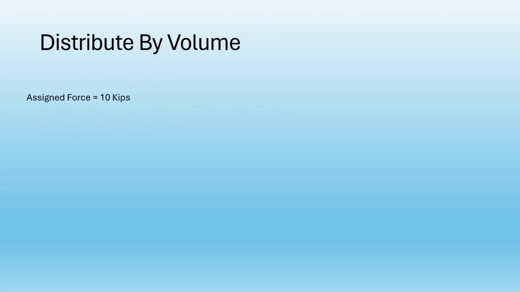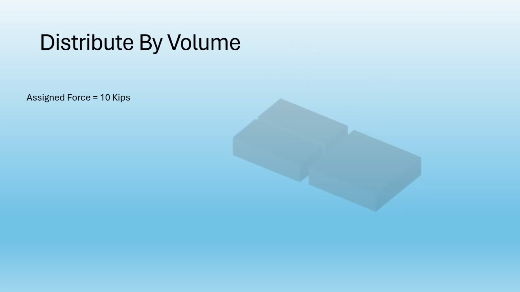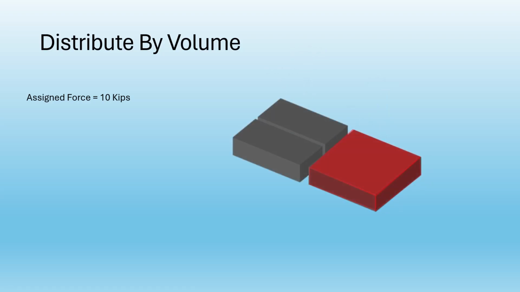Distribute by volume divides the assigned load among all elements in proportion to their size. Larger elements get a larger portion of the load, and smaller ones get a smaller portion. In our example of a force of 10 kips, that means all 4 elements will end up with an applied force of 2.5 kips. In this other example, where I've merged 2 of the 4 elements, the larger element will end up with an applied force of 5 kips, twice the force applied to the other 2 elements, which get 2.5 kips each.